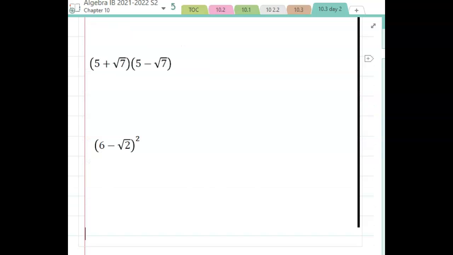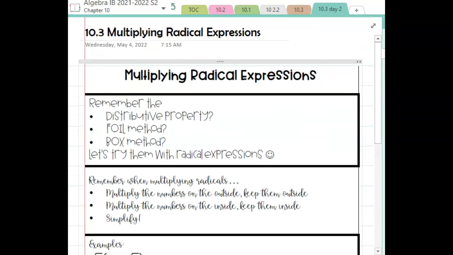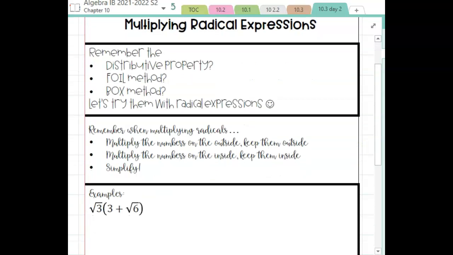So today we're going to talk about how to multiply radical expressions. This is going to involve things that we did last week where we were multiplying just radicals, and what we did yesterday, adding and subtracting radicals. This also brings in stuff that we did back in chapter 8. In chapter 8, we talked about the distributive property, the FOIL method, and the box method. Here's what we're going to do today. We're going to do all of that stuff with radicals.